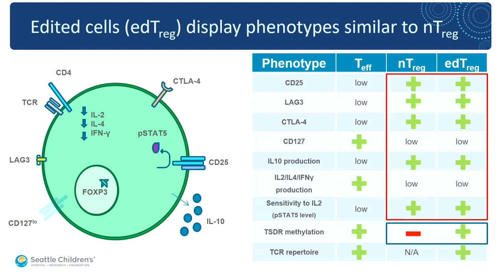They have high expression of the IL-2 receptor and sensitivity to IL-2. They express these inhibitory receptors like CTLA-4 and LAG-3. They have a broad TCR repertoire because we're using an input broad repertoire of T cells. And they have very low levels of inflammatory cytokine expression, but they express some of the regulatory cytokines. But one of the key things about these cells is they remain, unlike the natural Treg, which doesn't have methylation at this region, still fully methylated and look just like the effector T cells. So we've bypassed that regulatory process.